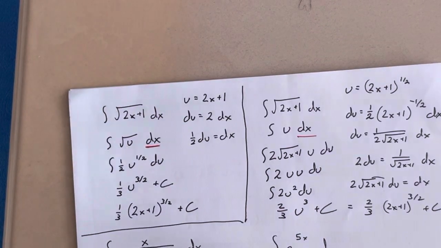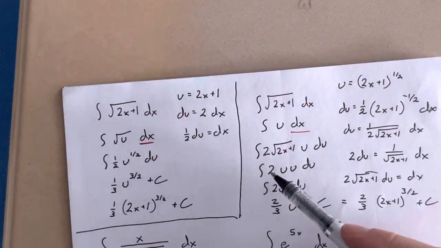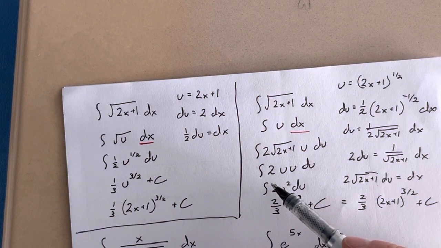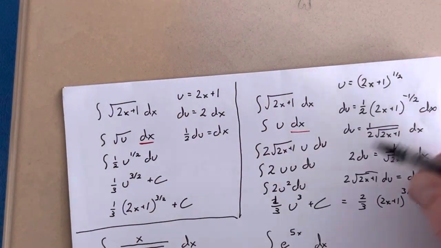Did I make a mistake on the first one or the second one? I must have made a mistake on this one. There's no 2 there. Why is this 2 still here? This should be a 1. I can reassess this in class.